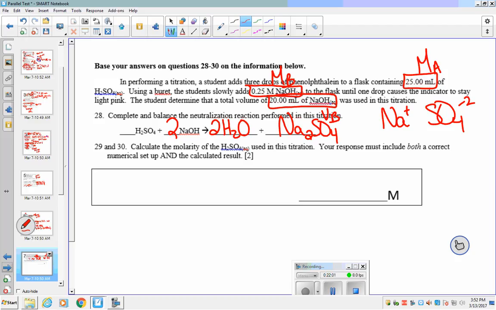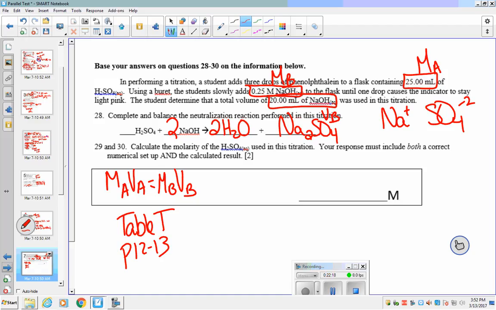Next thing we're going to do is find the molarity of the H2SO4 that was used in this titration. So we're using our titration formula. Again, this is from Table T, also pages 12 through 13 in your notes. Now, we do have to keep one thing in mind here, and that's the fact that this is a diprotic acid. There's a 2 in that H2SO4. So we are going to actually need to keep that in mind when we do this calculation.